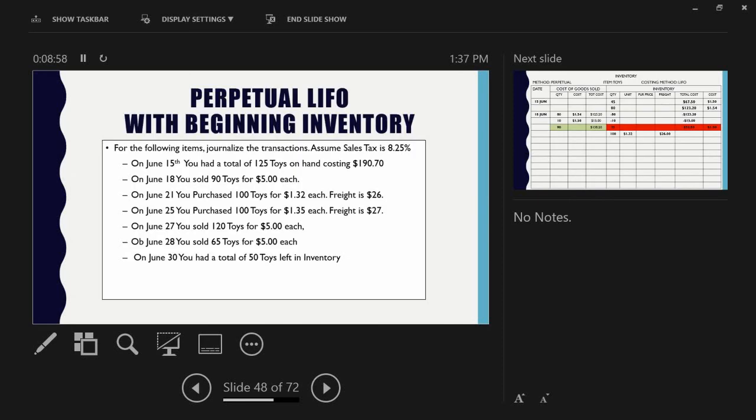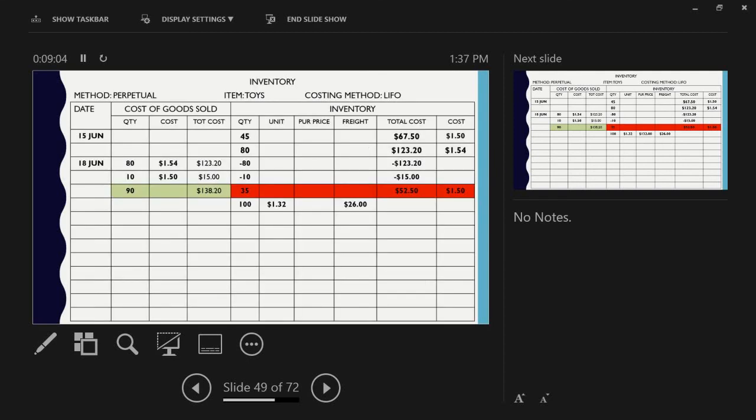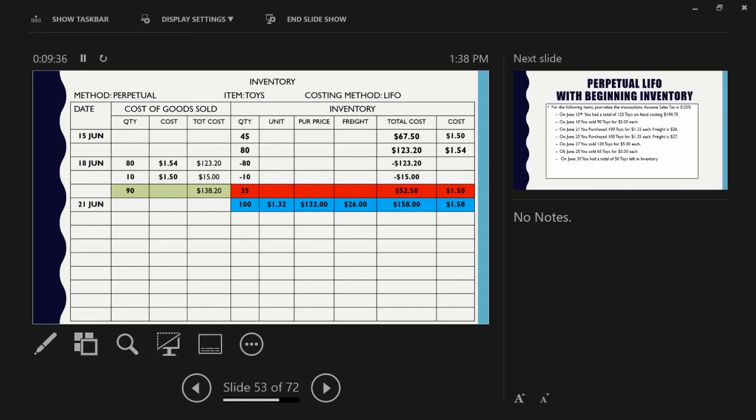So then what happened next was on the 21st, you made a purchase of 100 toys for $1.32. So I go ahead and make my new indentation here. I place my 100 items at $1.32, giving me a total of 132, plus my freight here of 26 to give me a total of 158. I divide that by my quantity to get me $1.58. And because it's a new batch, I'm going to also color it another color.